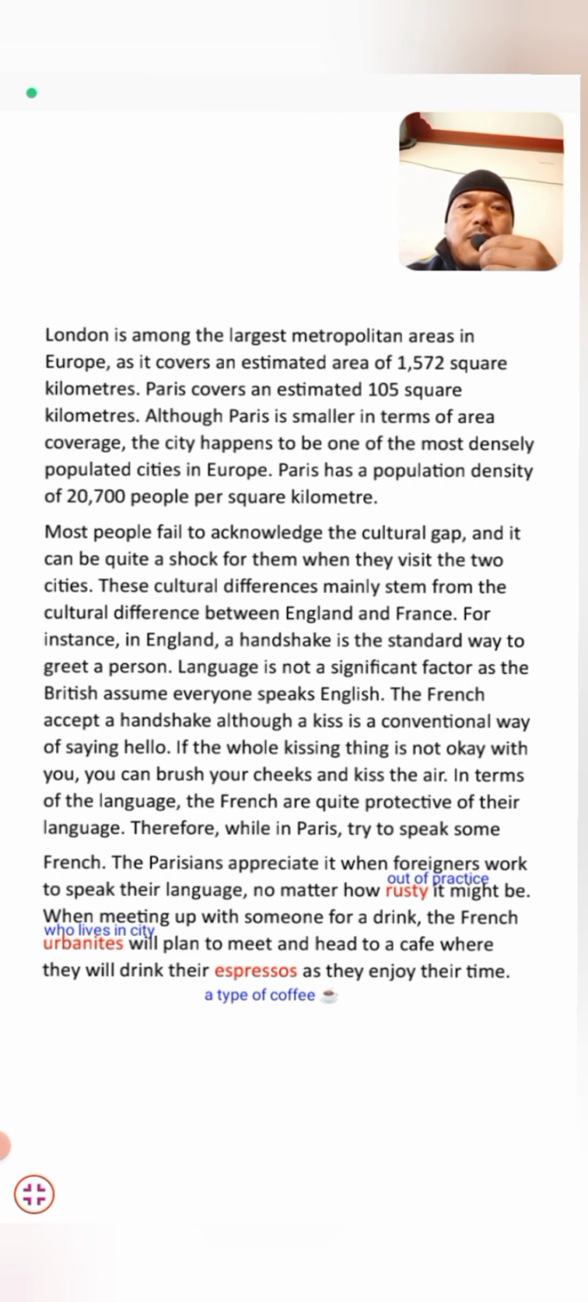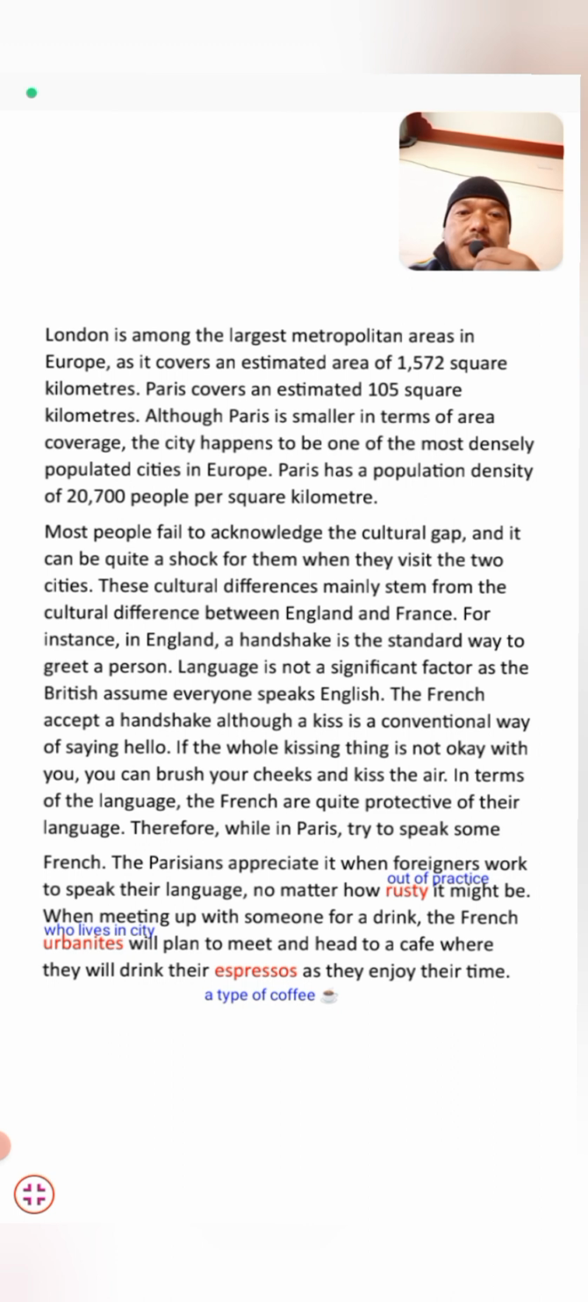Most people fail to acknowledge the culture gap, and it can be quite a shock for them when they visit the two cities. Whenever people visit these two cities, they find difficulty in understanding the culture gap between them. These differences mainly stem from the cultural differences between England and France. Both cities have different cultures and traditions.